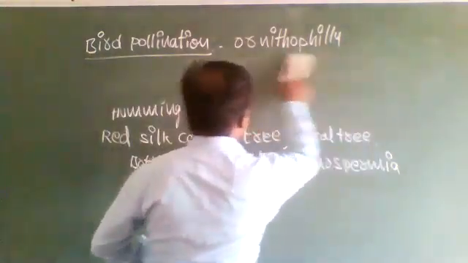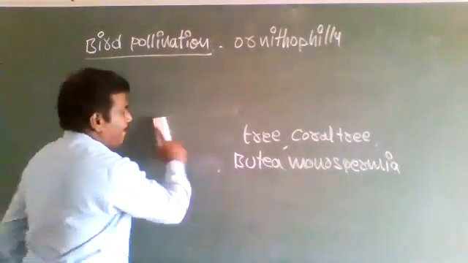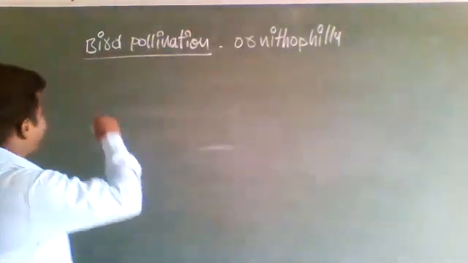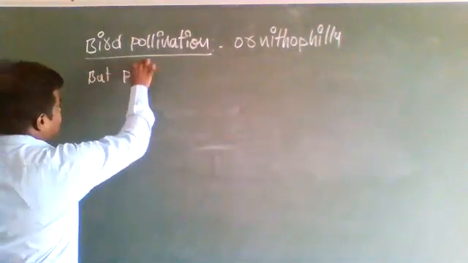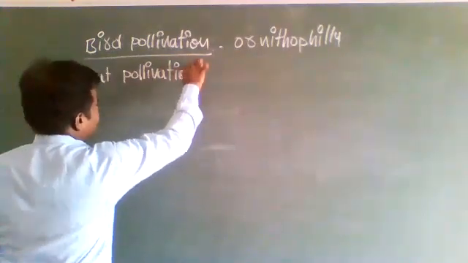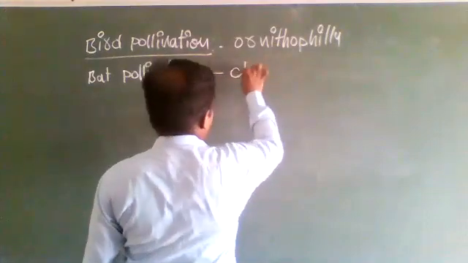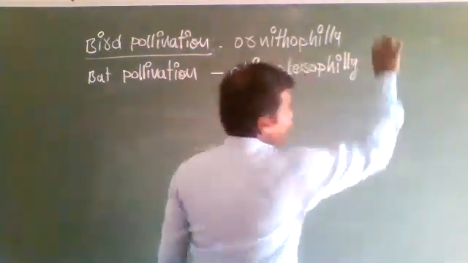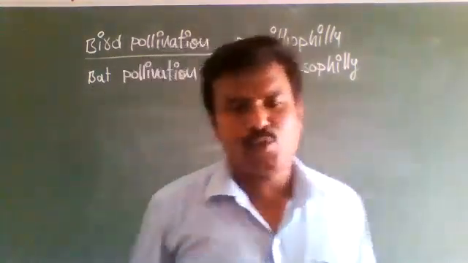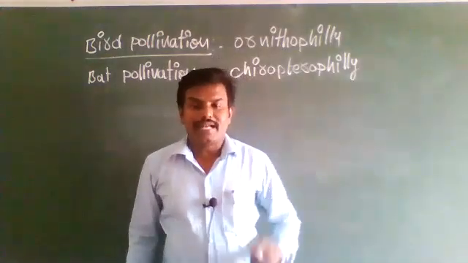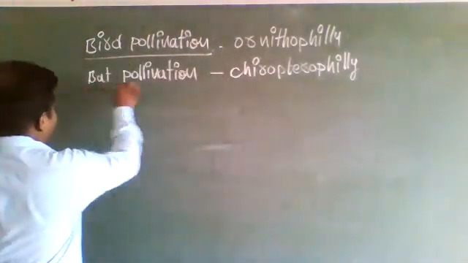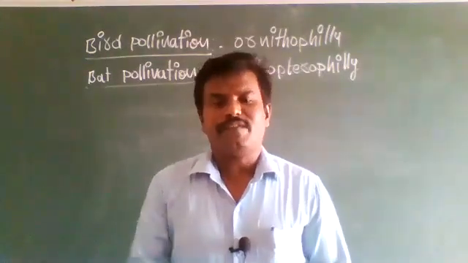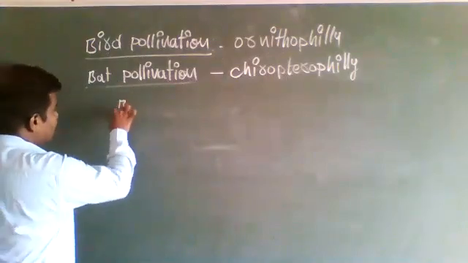Next, after bird, bat pollination. Everybody knows about the bat; it is a kind of mammal. Bat pollination is also called chiropterophily. The pollination which occurs through bats is called bat pollination. The flowers which perform pollination through bats generally bloom at night.